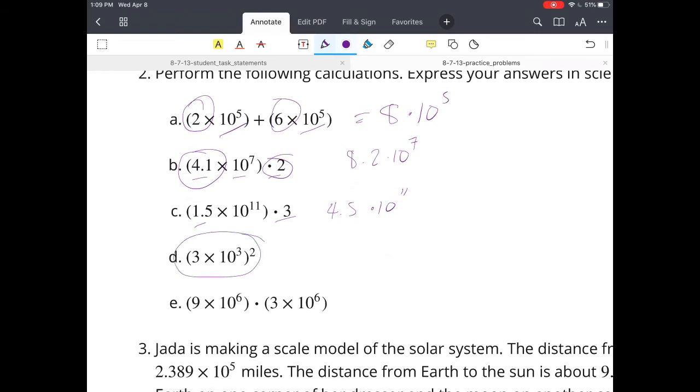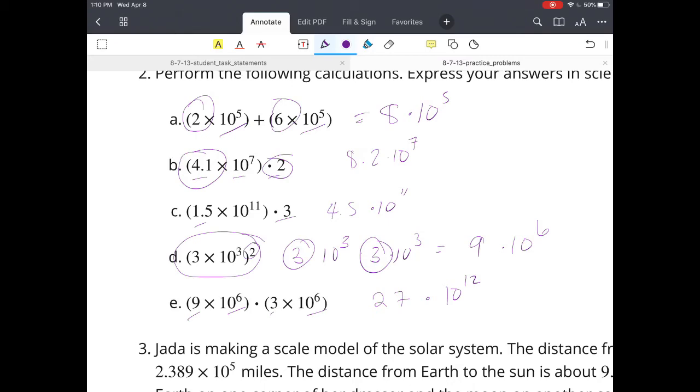This right here, this is 2 copies, okay? So it's going to be 3 times 10 to the 3rd times 3 times 10 to the 3rd. 3 times 3 is 9. And then 10 to the 3rd times 10 to the 3rd, we're going to add the exponents. So 10 to the 6th. 9 times 3 is 27 times 10 to the 12th.